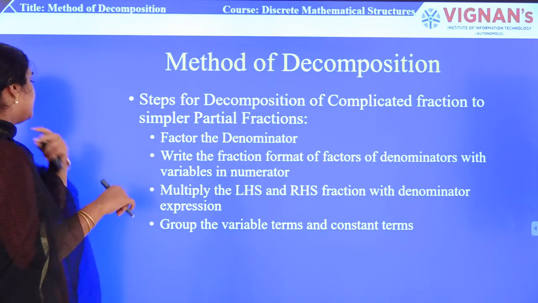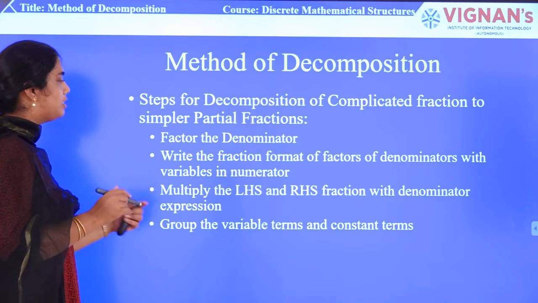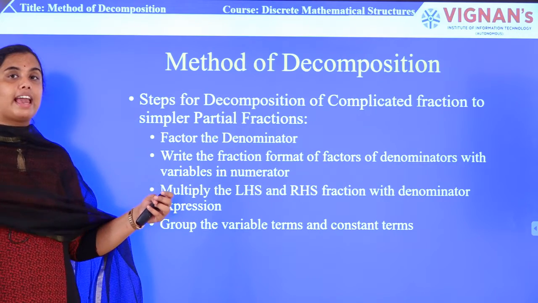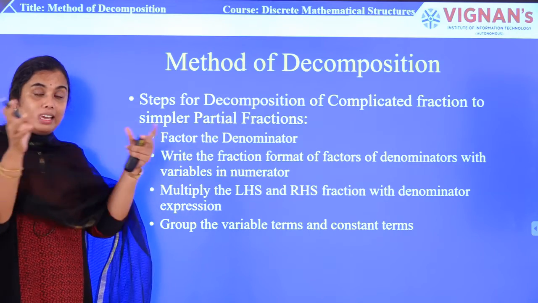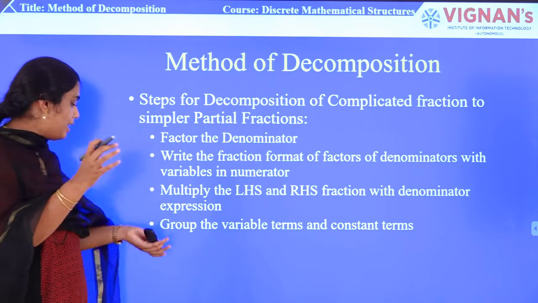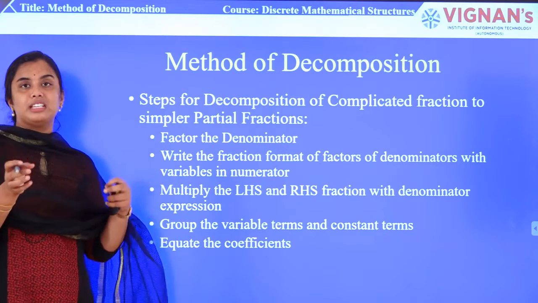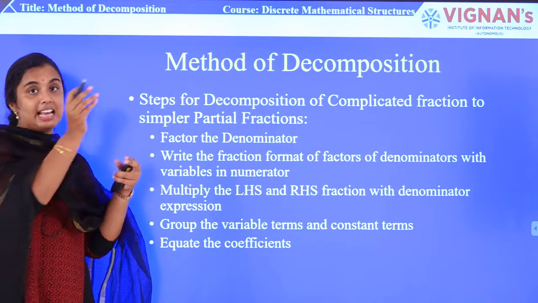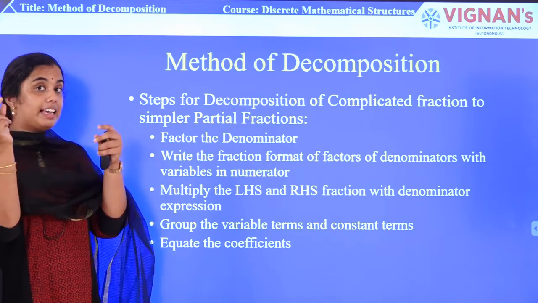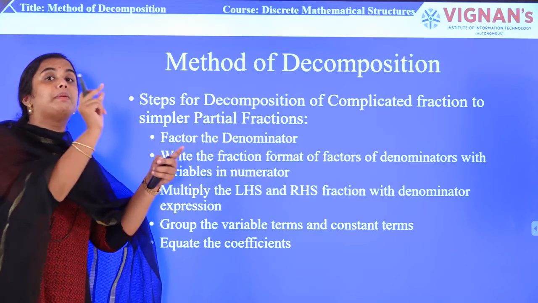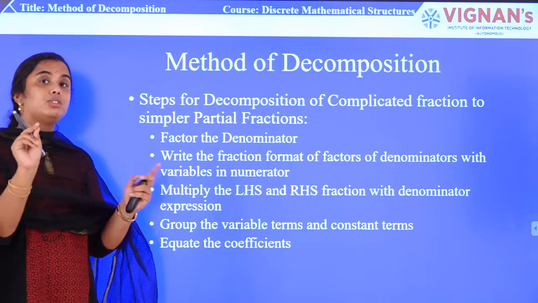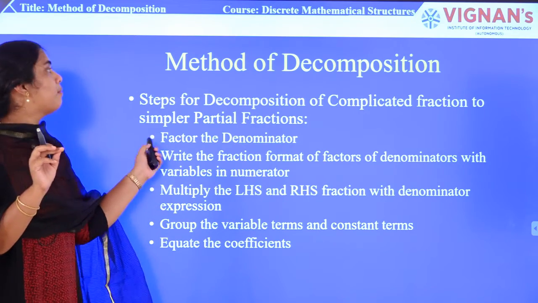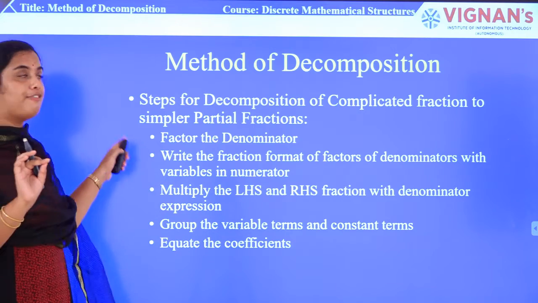The next step is to group the variable terms and constant terms. Like in the LHS, if you have ax and in the RHS, if you have 3x, then you will be grouping similar terms and you will try to equate the coefficients. As x and x are present, you will be equating the coefficients of x. So, you will be equating a with 3. In that way you can obtain the values of the unknowns. Okay, this is about the method of decomposition. This is the first method.